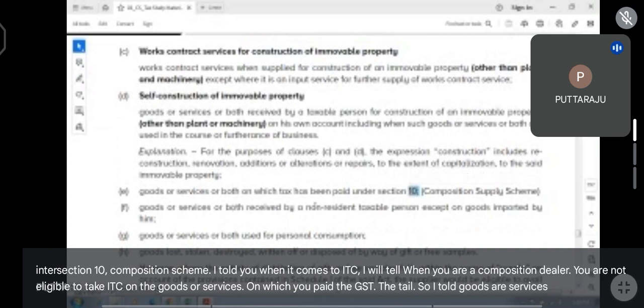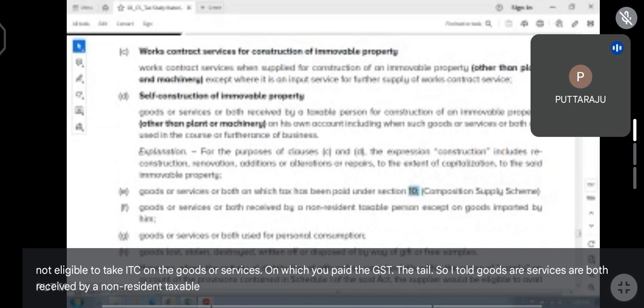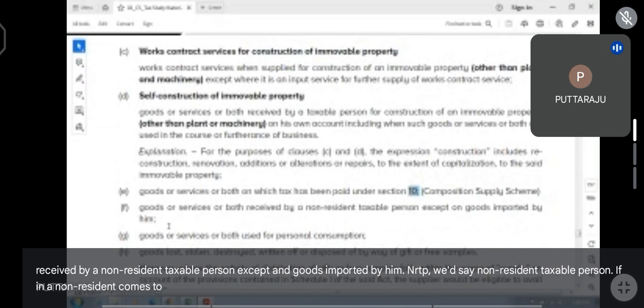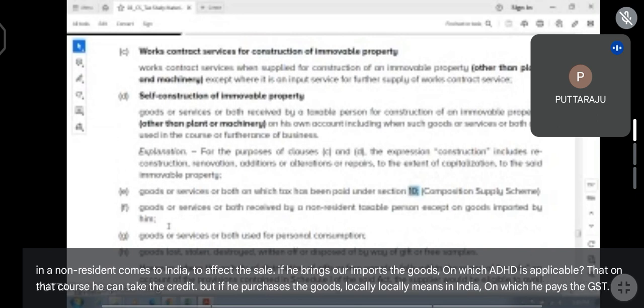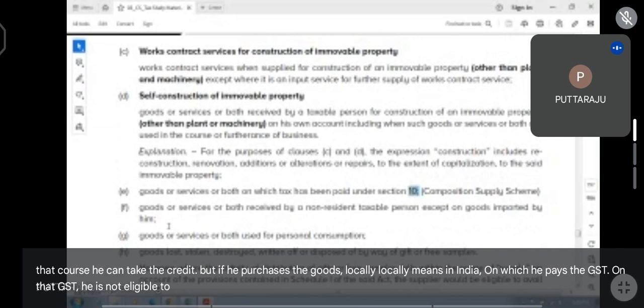Goods or services received by a non-resident taxable person, except on goods imported by him. NRTP, we say non-resident taxable person. If any non-resident comes to India to effect a sale, if he brings or imports the goods on which IGST is applicable, on those goods he can take the credit. But if he purchases the goods locally, in India, on which he pays the GST, on that GST he is not eligible to take credit.